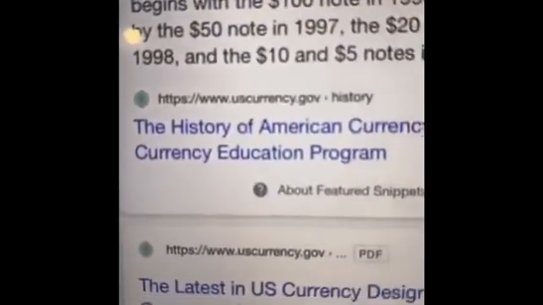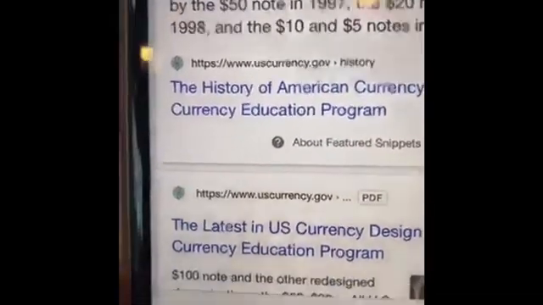That's uscurrency.gov. You say, Roy, where are you going with this? Oh, buckle up. I'm going to tell you where I'm going with this. I just read you when all the money was redesigned, but it did not go into circulation until 2003. Here is the redesign of the money that you have right now. You can do this right now.